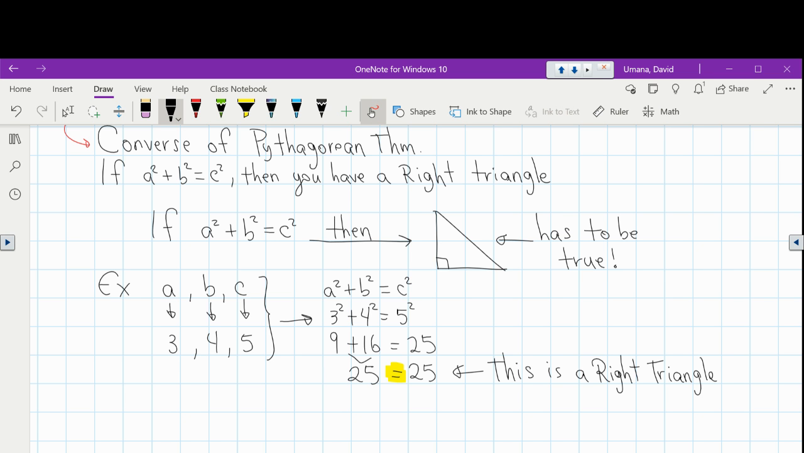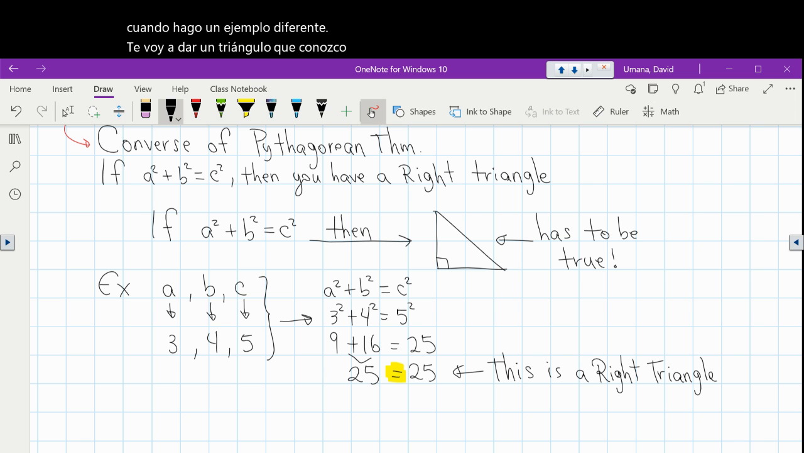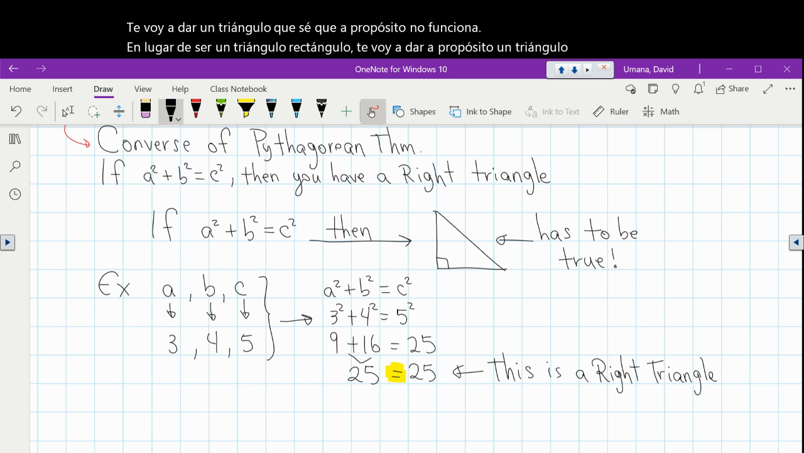Now, here's the thing. Not only does this tell me when it works, it also tells me when it doesn't work. So I'm going to do a different example. I am going to give you a triangle that I know on purpose does not work. And instead of being a right triangle, I'm going to purposely give you a triangle that is an acute triangle. Okay? So take a look.